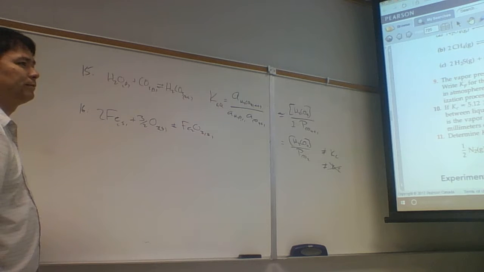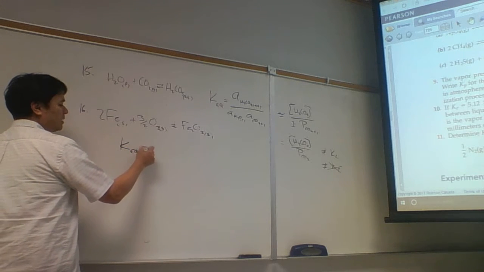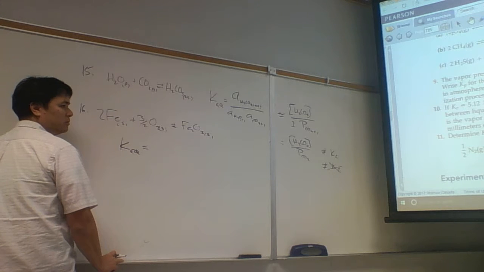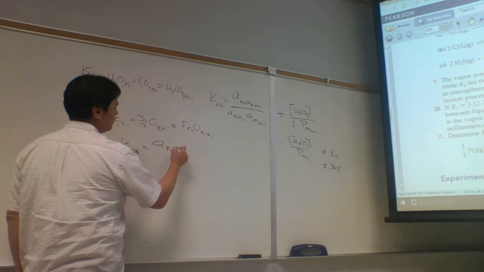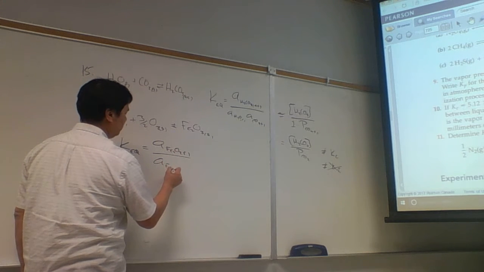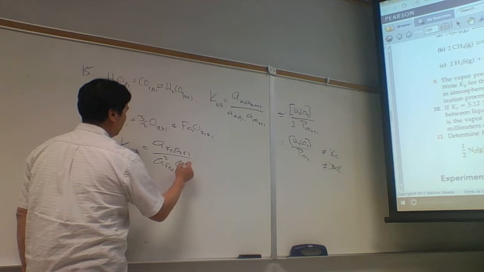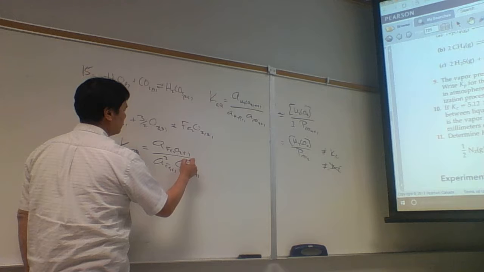Indicate the ratio. And so write the equilibrium constant in terms of activities, and then in terms of concentration and pressure. And so this will be the activity of Fe2O3 solid divided by the activity of Fe solid squared and the activity of O2 gas to the 3 halves.